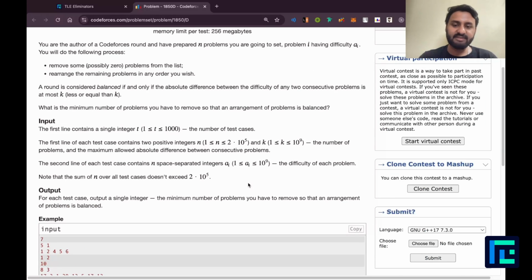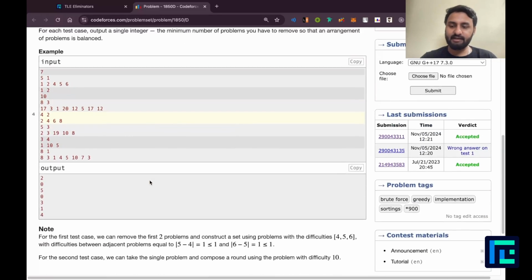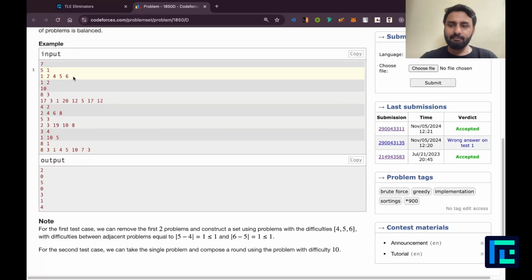Alright, so I hope the problem is clear. Let us see some sample case and understand this much better. So let's say I'm talking about this case over here. This is 1, 2, 4, 5, 6. So what are we saying over here?